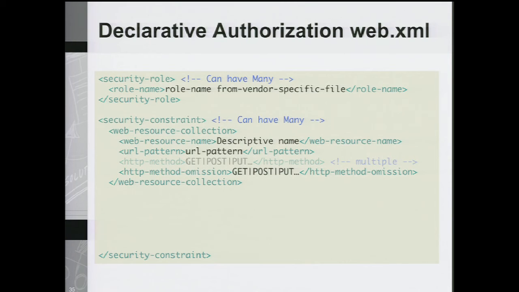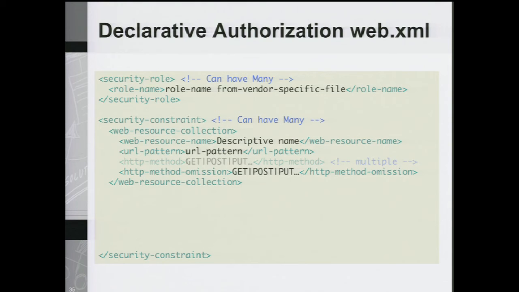If you don't have HTTP method or method omission, either of those, then by default, everything will be part of this web resource collection. If you have specific HTTP methods, then only those will be part of the web resource collection. And if you have only HTTP method omissions, then everything except those will be protected.